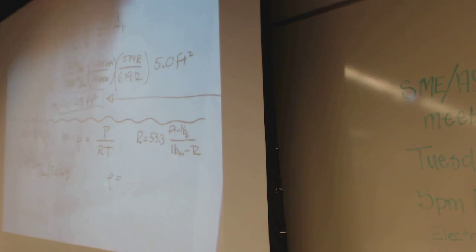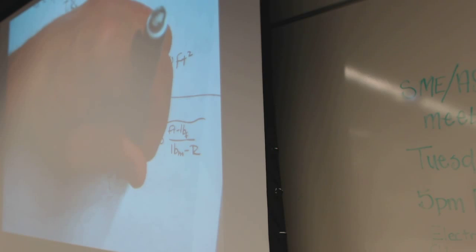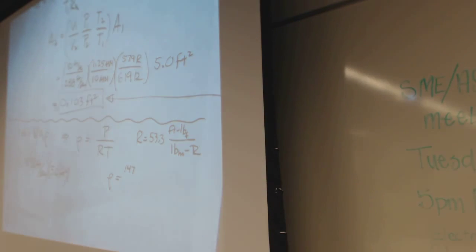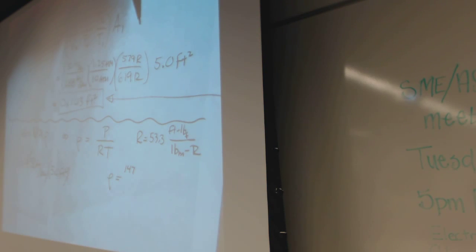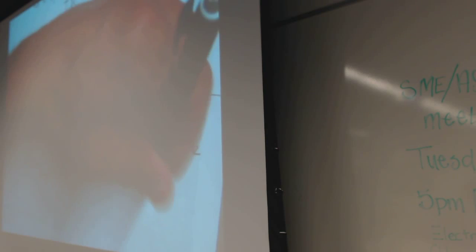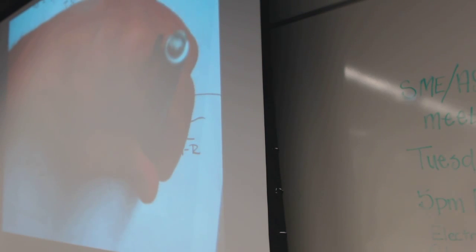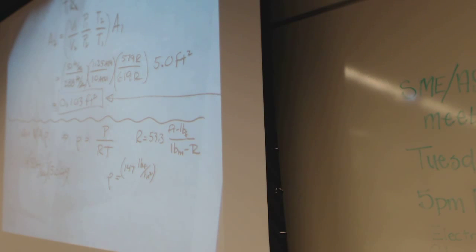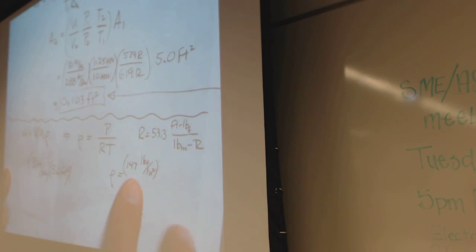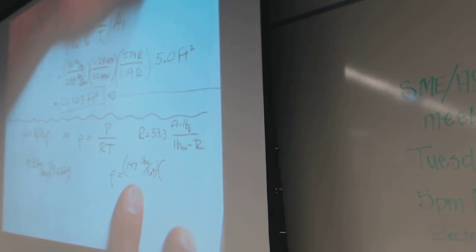I'm going to go with 147, that's 14.7 pounds per square inch, 1 atmosphere, times 10 gets 147 pounds force per inch squared, psi. Oh, yeah, and that's an absolute pressure.